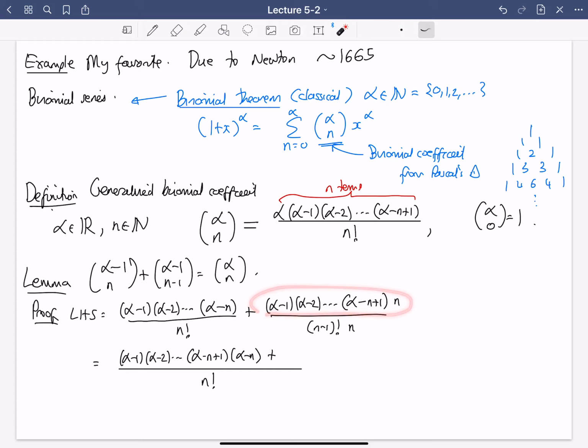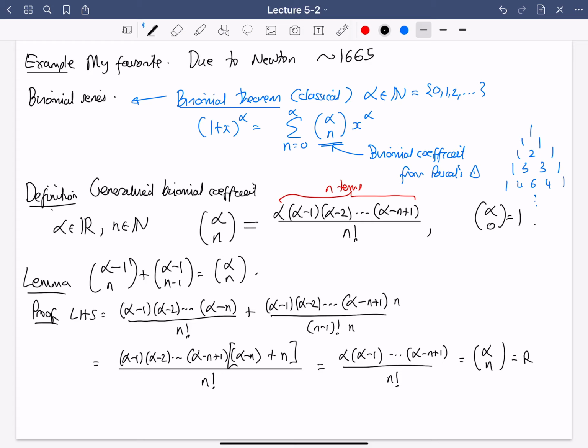Oh, actually, it's mostly the same term, so they're going to have a lot in common. So I'm going to factor out all the common stuff. And then in that second term, I've just got n left, right? So there we go. But in the square brackets, that's just the number alpha. So that's all I've got. I've got that over n factorial, which is alpha choose n, which is the right-hand side. Okay, so just a silly bit of algebra to prove that identity.